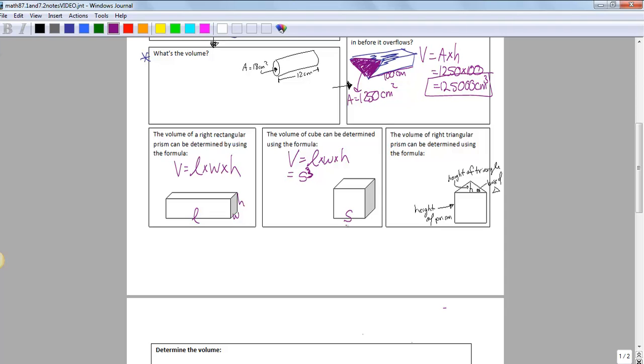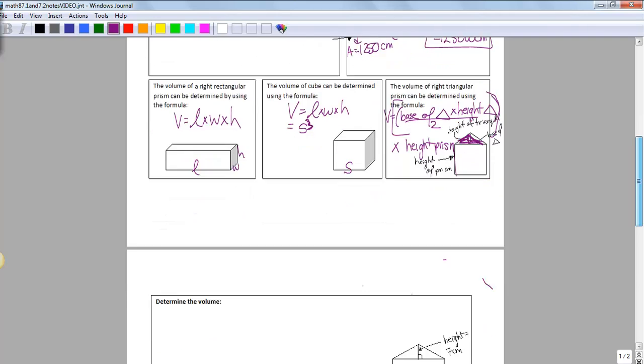Now, the volume of a right triangular prism can be determined with the following formula. It's the area, so you're going to do the base of the triangle times the height of the triangle, and divide by 2. That whole thing, you then multiply by the height of the prism. Kind of like what you were just doing before: you find the area of the triangle, base times height, and then multiply by how tall it is. All right, let's try it.